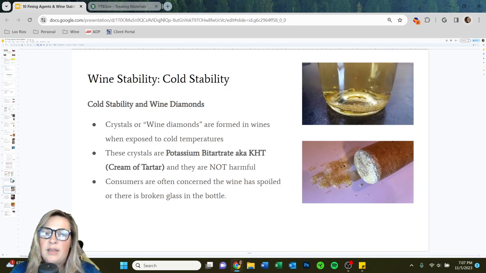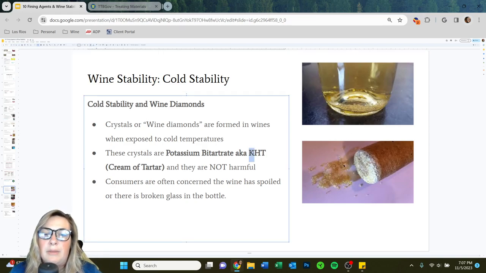So the best scenario of this happening is you go to a party, you bring a bottle of wine, a white wine or rosé, whatever, and it's not chilled. You want to drink it, so you throw it in the freezer, but you forget about it. You pull it out of the freezer, and sometimes what happens is these crystals form. These are called wine diamonds. That's what a lot of somms like to call it, but it's actually potassium bitartrate.